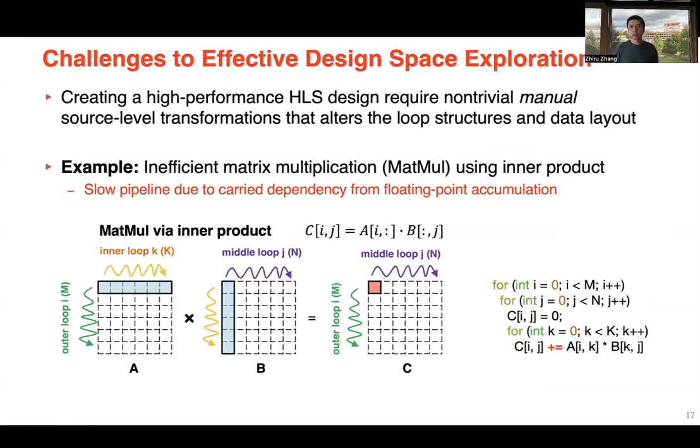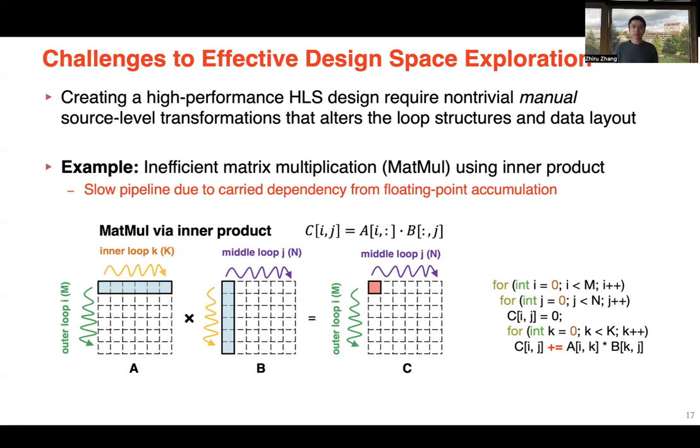Okay, so this is one of the interesting opportunities, also challenges. The other one is that even for the DSE, or design space exploration for HLS, there's still significant room. One challenge is that it actually often requires non-trivial manual source level changes to the loop structures of the HLS code and also the data layouts.